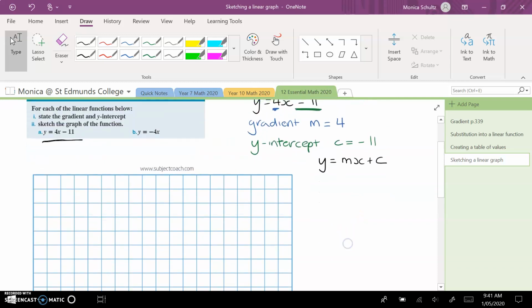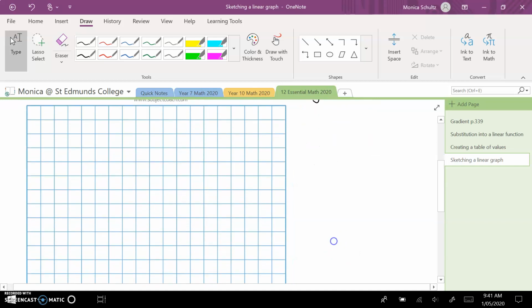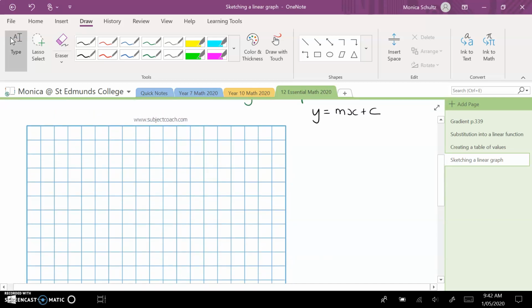So what I'm going to do now that I know my gradient and my y-intercept, I'm going to draw these onto the graph. So I'm going to pause the video and draw my axes on, and then when I come back, it will be ready to go.